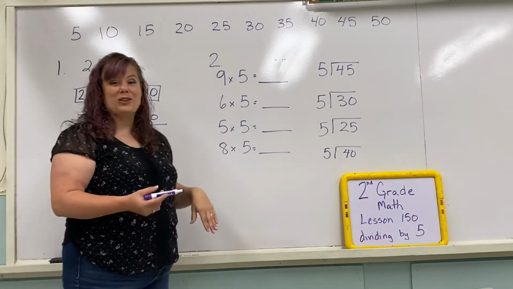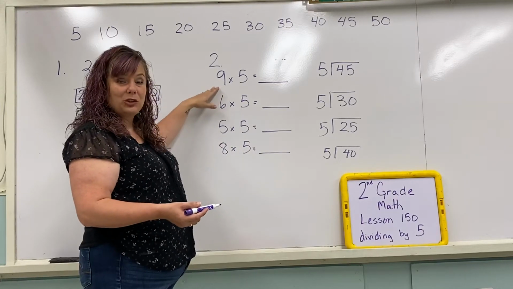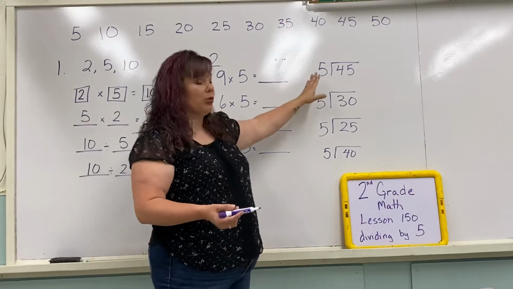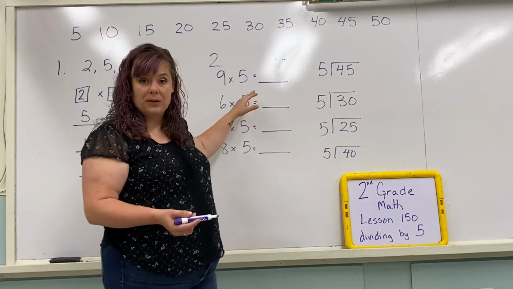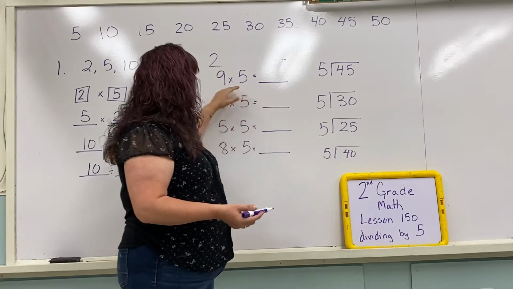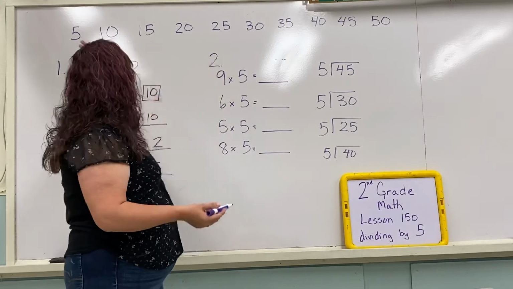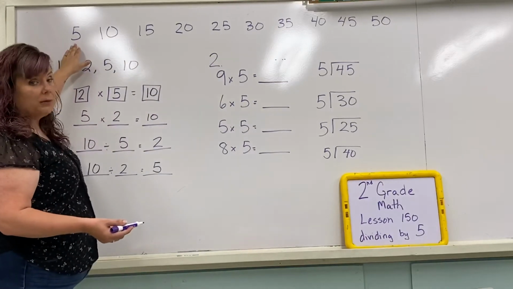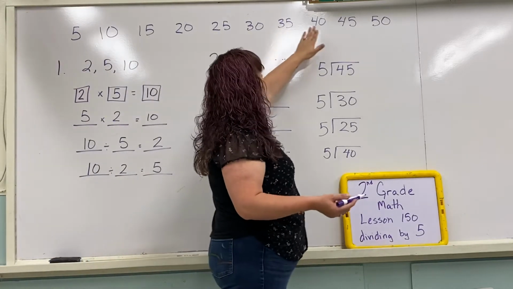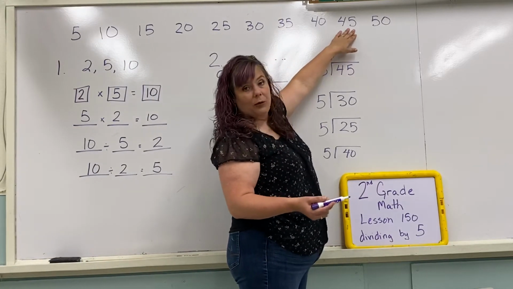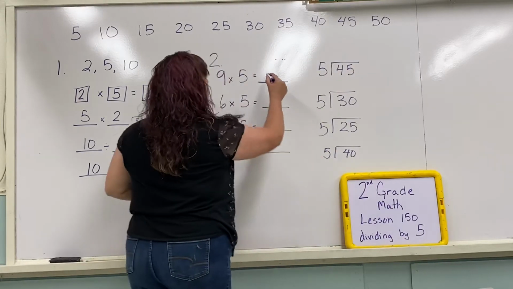Now we're going to number 2 on your page. And on number 2, it has a row of multiplication and then a row of division. Now these divisions are just going to be the opposite of this multiplication. So let's take the first one. 9 times 5. Let's see where that takes us in our counting by 5s. 1, 2, 3, 4, 5, 6, 7, 8, 9. If we count by 5s 9 times, we get 45. So we're going to write 45 in our blank.